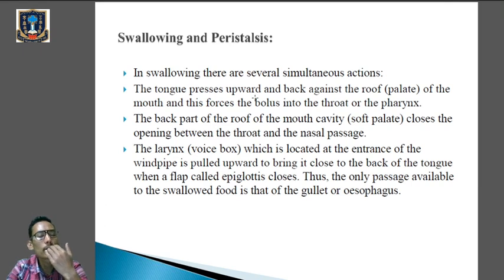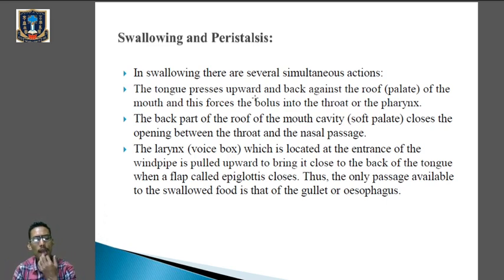Roof means the uppermost part of the mouth, the palate. So the tongue presses upward and back against the palate of the mouth. So palate means the upper part of the mouth, the roof. That's called the palate. Whenever the tongue presses upward and back against the palate, this will force the bolus into the throat or the pharynx. So due to the action of the tongue, the bolus will move into the throat or the pharynx.